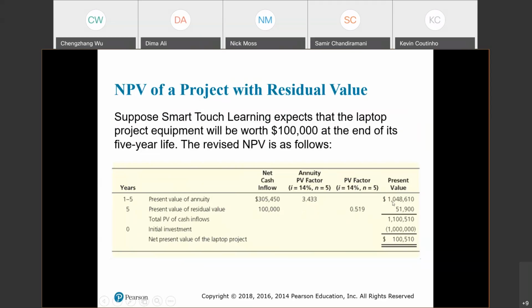We simply sum up the present value of the annuity with the present value of the residual value. We get the total present value of cash inflow. And then we minus the initial investment, which is $1 million. Finally, we get the net present value of these projects.